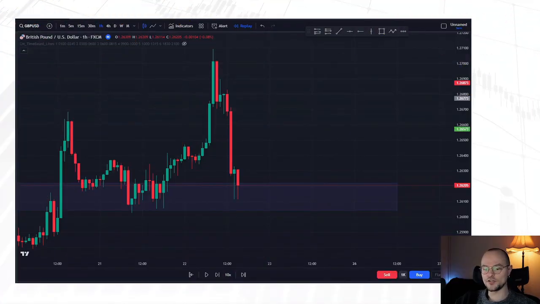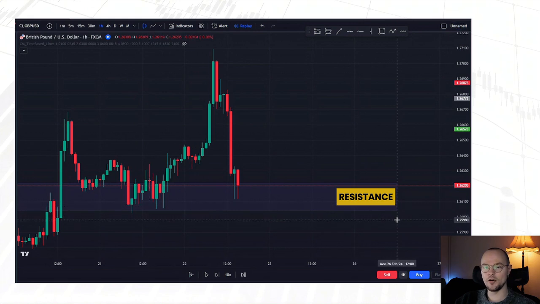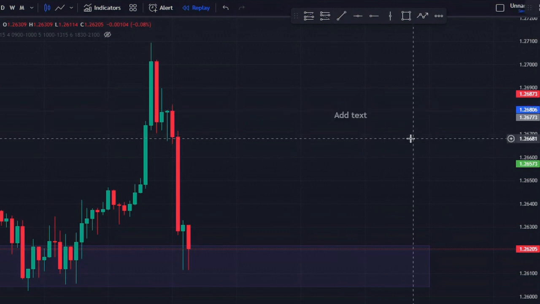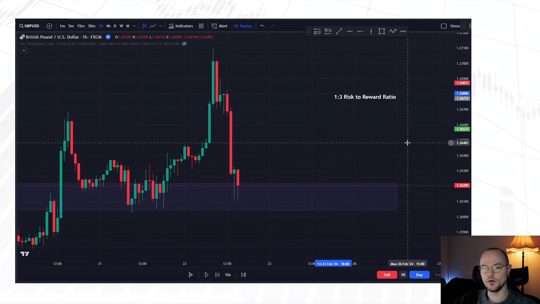So here we are back on my chart, and I'm going to give you a quick example of how to use the stop loss and take profit tools. Now, this platform that we're using, this is called TradingView, and they have a tool that lets us set this up very easily. So let's just take a look at this example. I have this little resistance area here, and let's say I want to take a buy. Now, for this, I want to make sure that I have a 1-to-3 risk to reward ratio. So now, using the stop loss and take profit tools, how can I do this? Well, let's take a look.